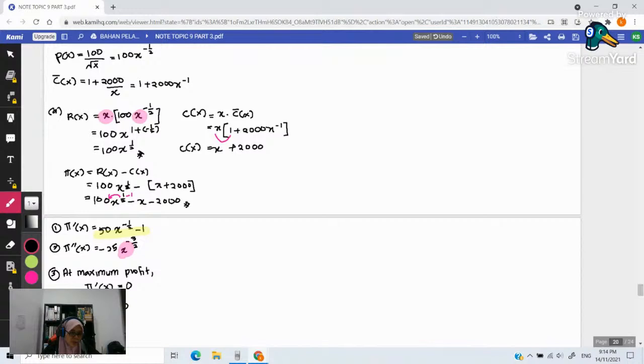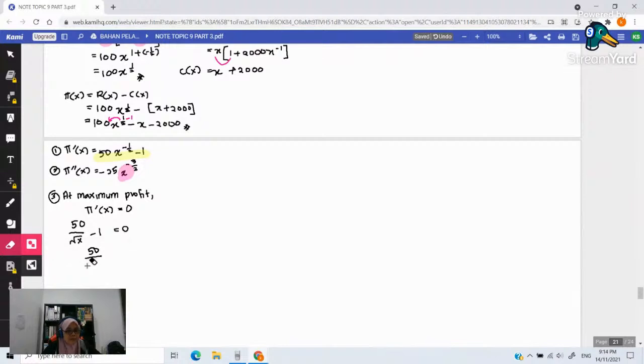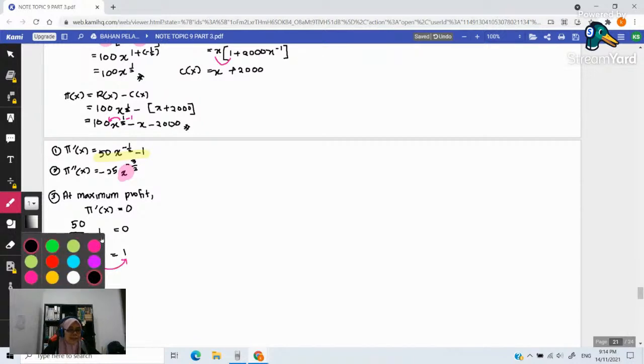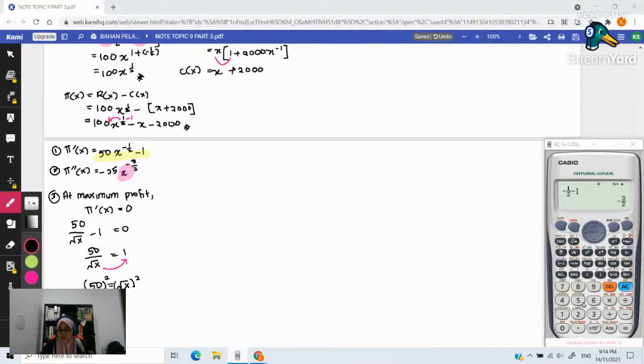So 50 over square root of x is equal to 1. We need to find the variable x, so we multiply here. That is equal to 50 equal to square root of x. So how to find x? Square both sides. That means square root of x squared is equal to x, and 50 squared we need to calculate. So 50 squared is equal to 2500.